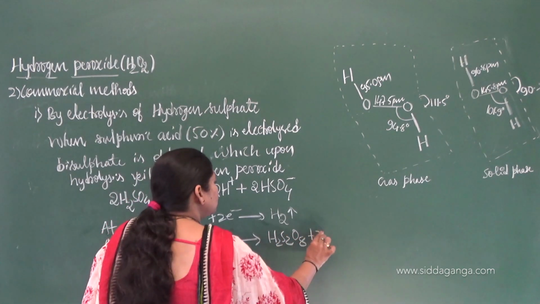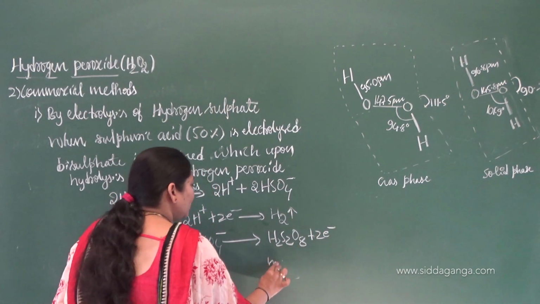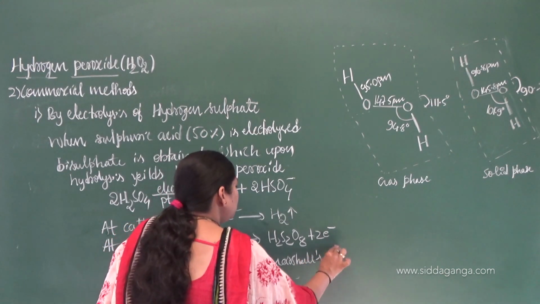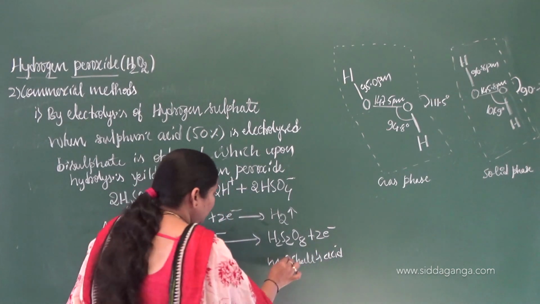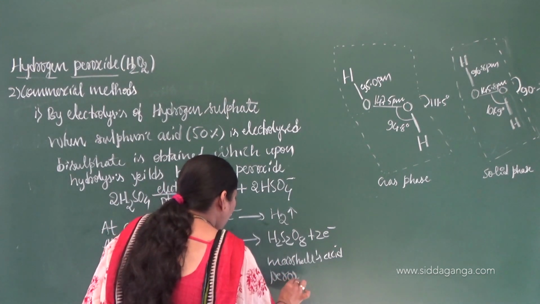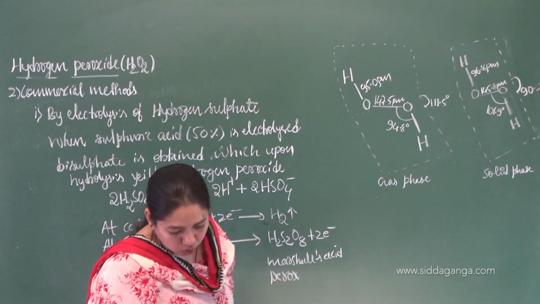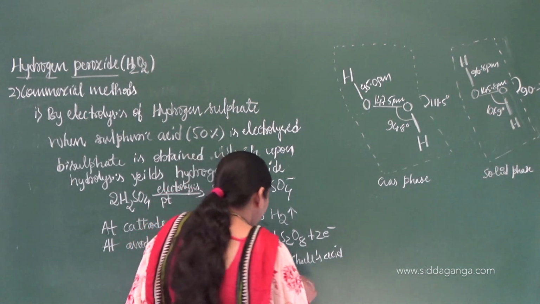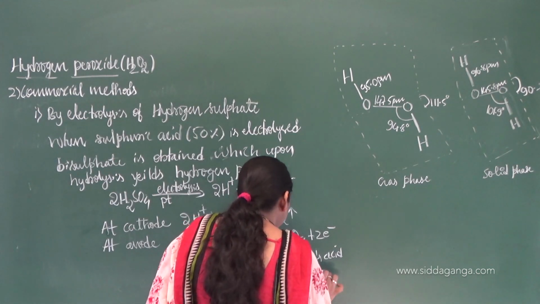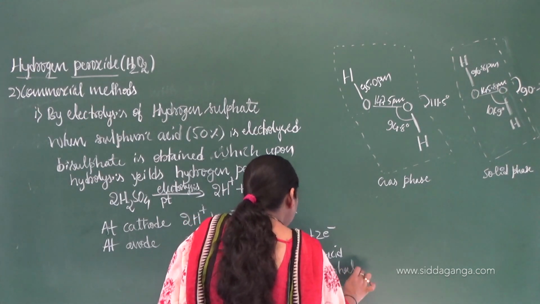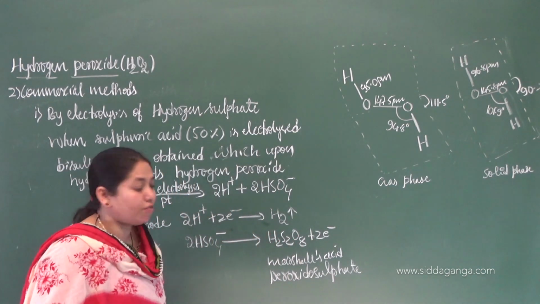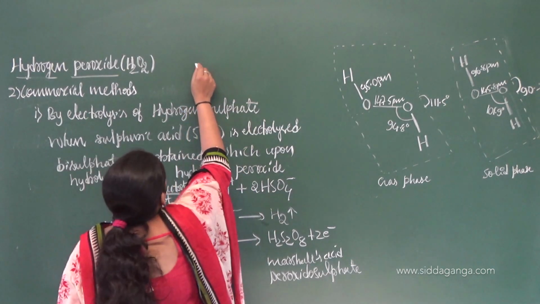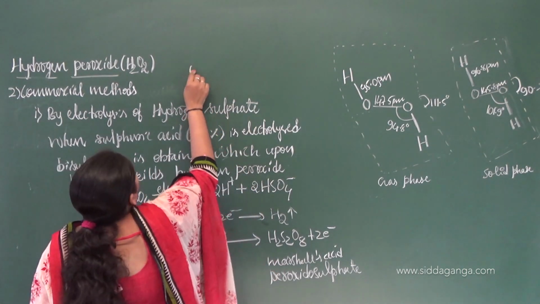H2S2O8 plus 2 electrons. So this is called Marshall's acid. Remember this one, this is called Marshall's acid, or you can also call this one peroxido disulfuric acid or peroxido sulfate. It is also called peroxido sulfate because of the presence of peroxo linkage in the structure of this one.